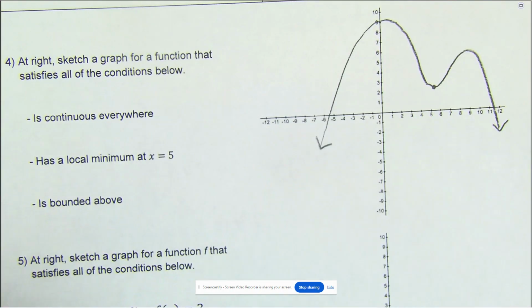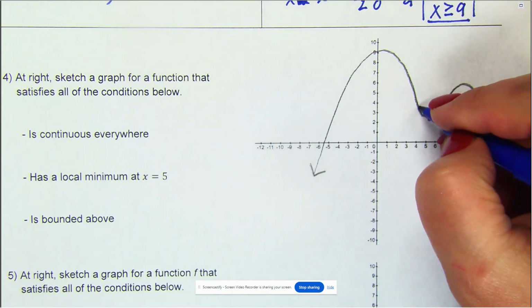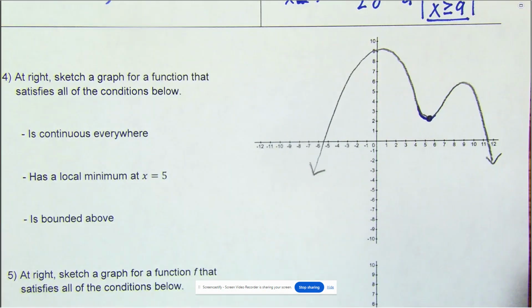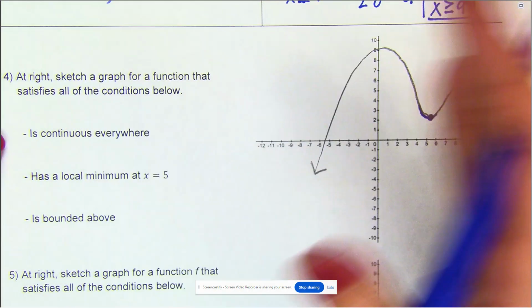Okay, let's double check. So I could have made this look a little bit nicer. So it's continuous everywhere, no breaks.